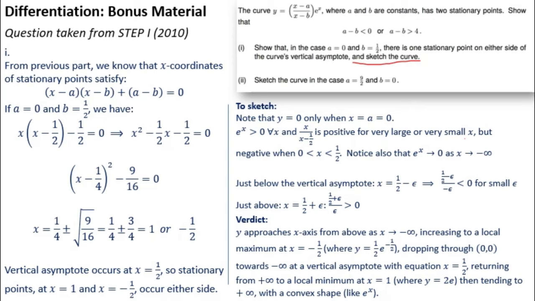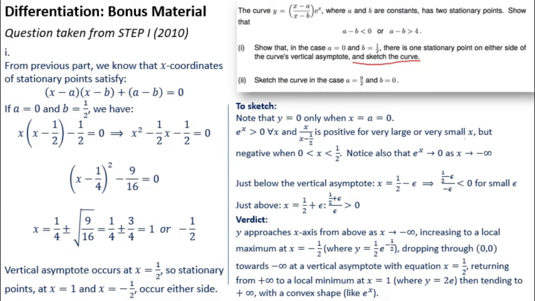But as we move towards the right from negative infinity, we increase to a local maximum at x equals minus a half. We can sub that into the original curve to get the y coordinate as well and verify for ourselves that that is a positive value. And then it drops down through the point 0, 0. That's the point we found originally when we thought about what happens when y is 0. And then it approaches negative infinity at the vertical asymptote.